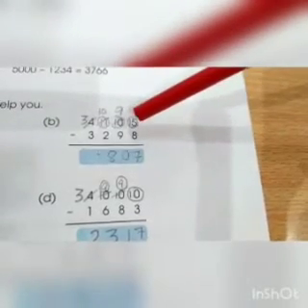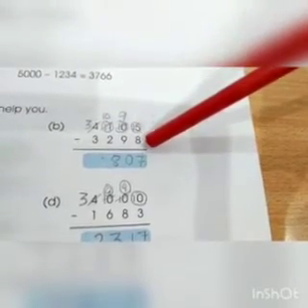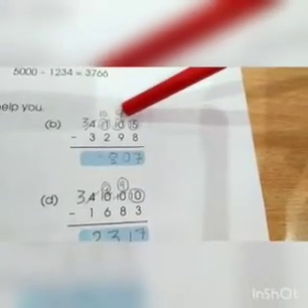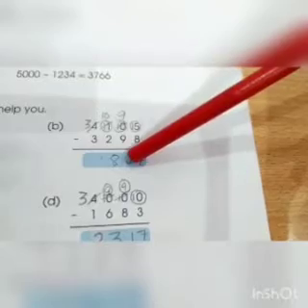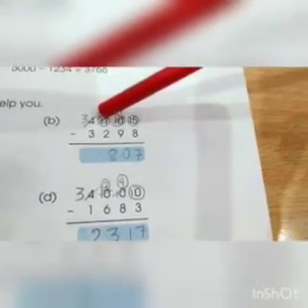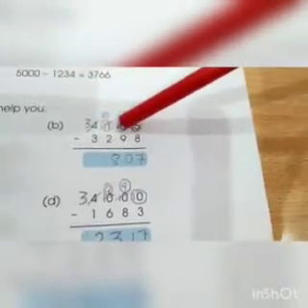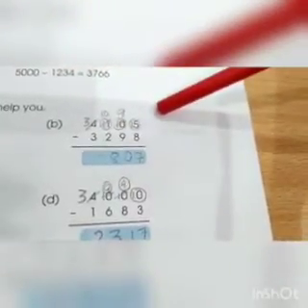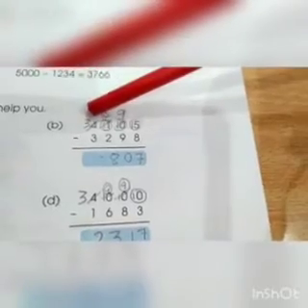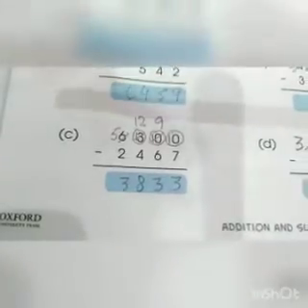Okay, subtract the ones. 15 minus 8 is equal to 7. Subtract the tens. 9 tens minus 9 tens is equal to 0 tens. Subtract the hundreds. 10 hundreds minus 2 hundreds is equal to 8 hundreds. Subtract the thousands. 3000 minus 3000 is equal to 0. Okay, you have to write the answer 807.